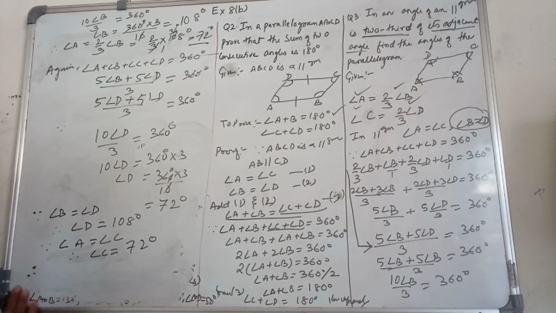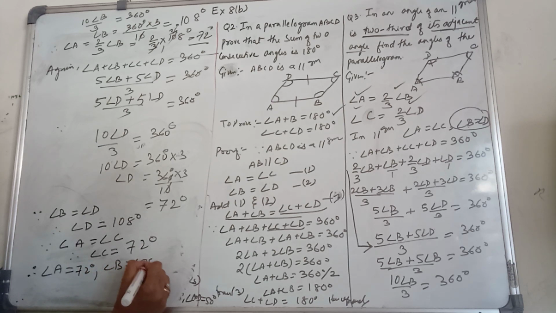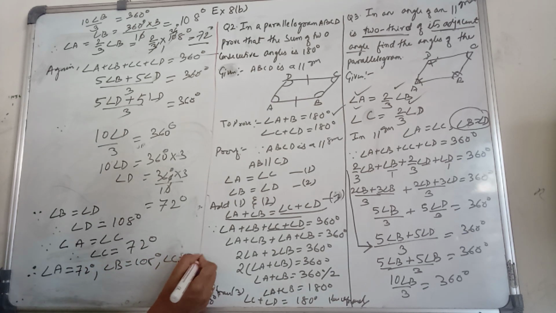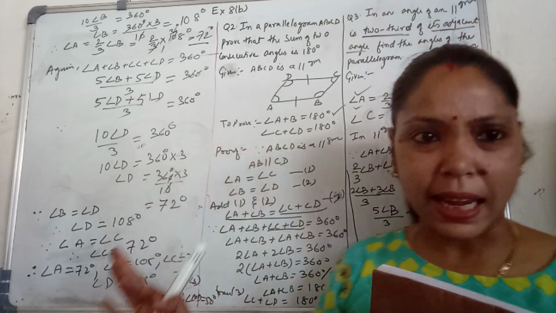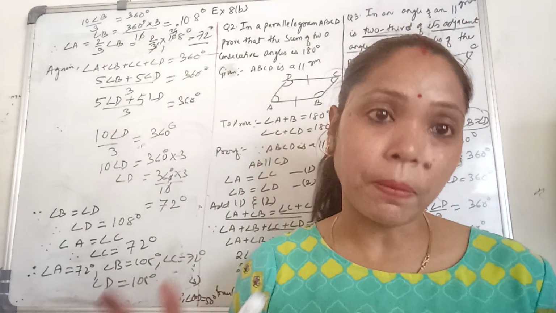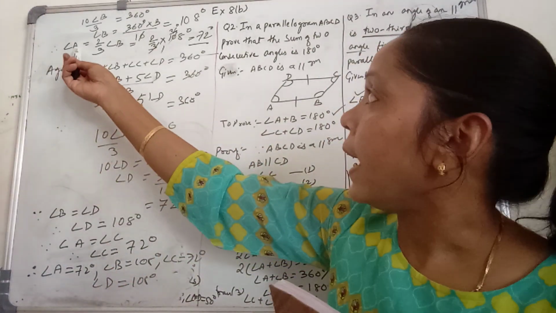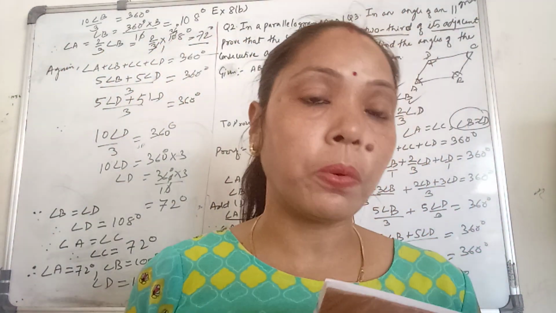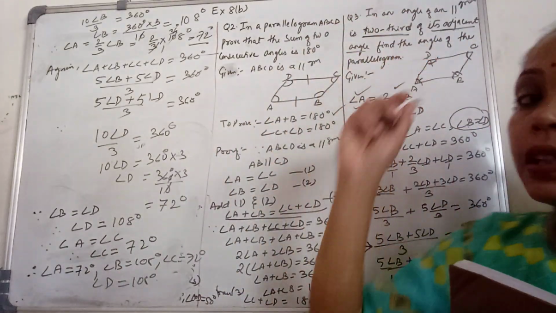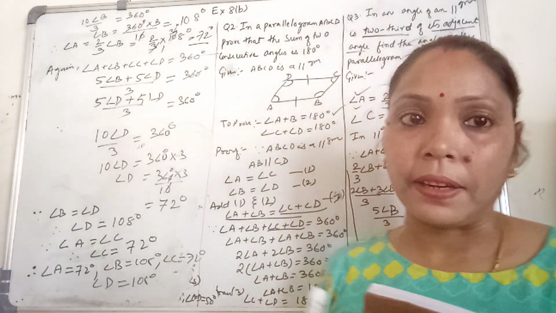So therefore, what are the angles we get here? Angle A is equal to 72 degree. Angle B is equal to 108 degree. Angle C equal to 72 degree, and angle D is equal to 108 degree. So better no need to repeat all the steps. You use direct property, that once you get the angle A equal to 72 degree, it means angle A is also equal to angle C. So angle C is also 72 degree.